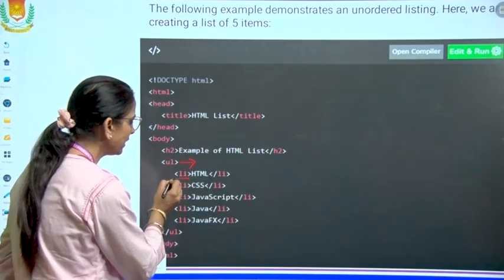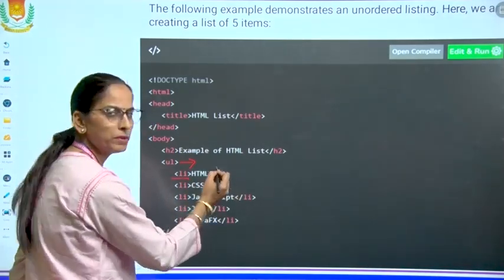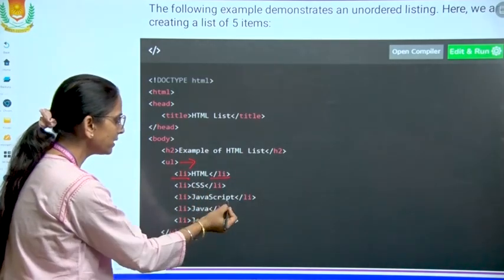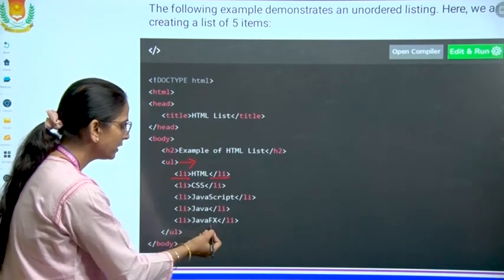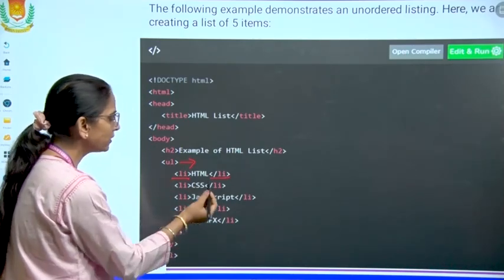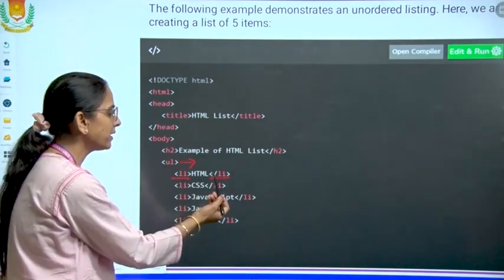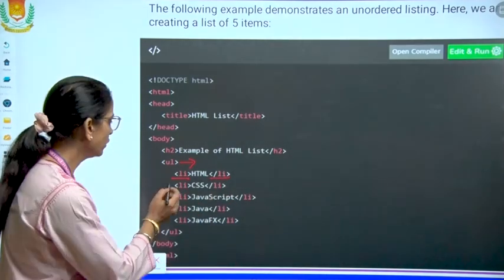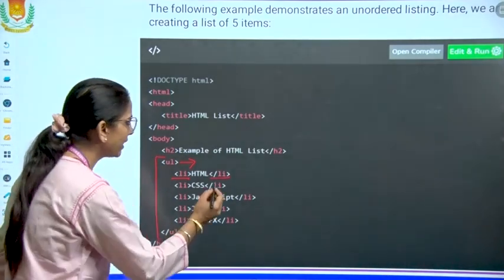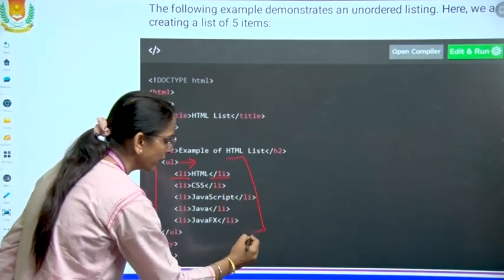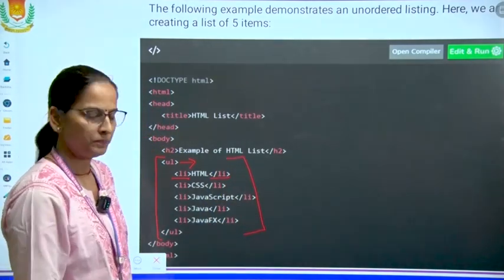So this is the list item, then the list item is closed, then CSS, JavaScript, Java, JavaFX. So in this list we have 5 list items, and every list item has the closing tag. So this is the way you can write the list in your HTML page.